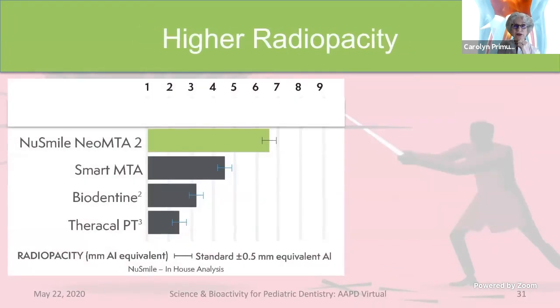So the next quality that we talked about was radiopacity. And radiopacity is really handy for you to know that your material has been placed and it was stable. The New Smile Neo MTA2 product is substantially more radiopaque than Smart MTA, Biodentine, and the TheraCal PT or TheraCal LC products.